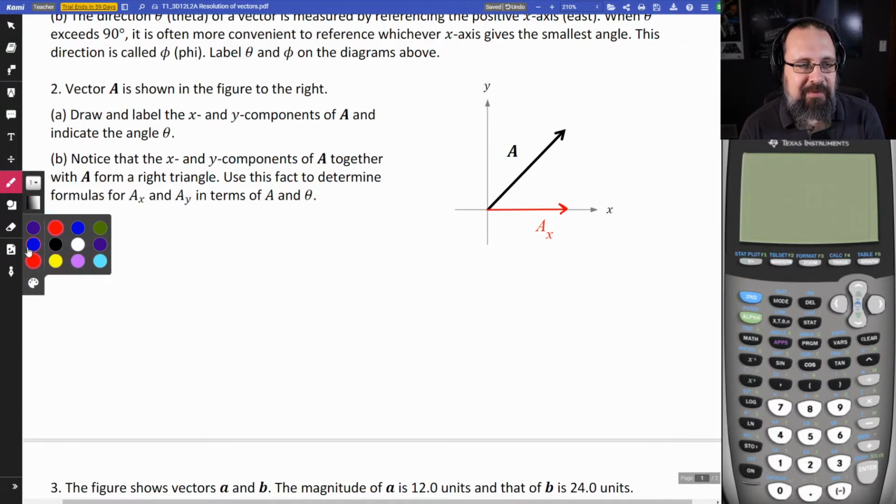And we'll do the same thing for the y component. Starting at this point, I'm going to point as high up as A goes, which you can just try to eyeball. So I want to go as vertically as that vector goes. Yep, there we go. And that's our A subscript y.